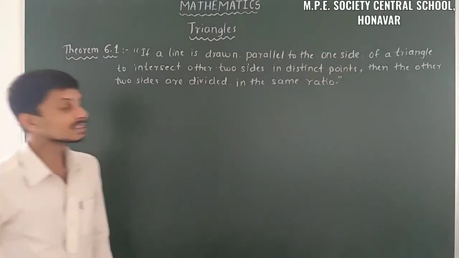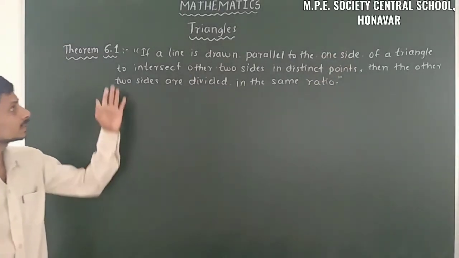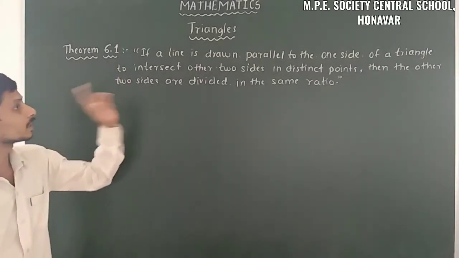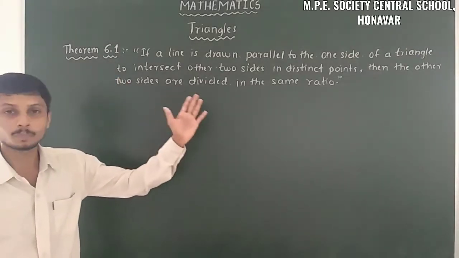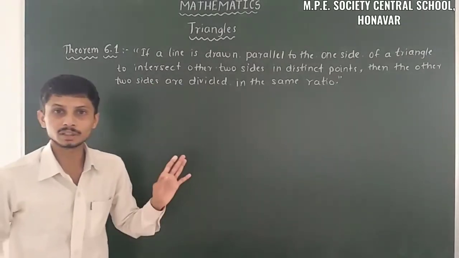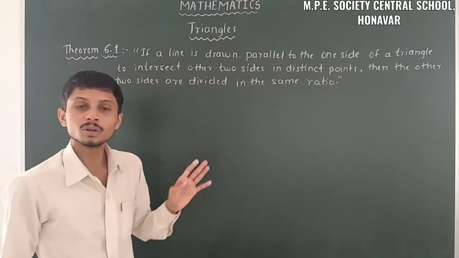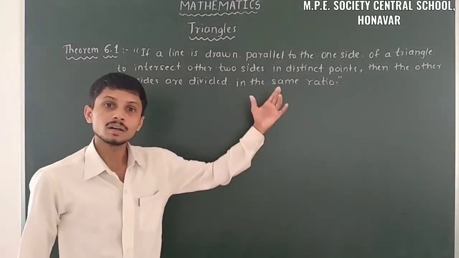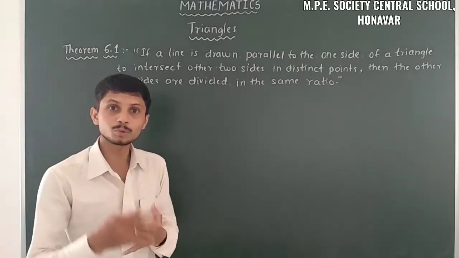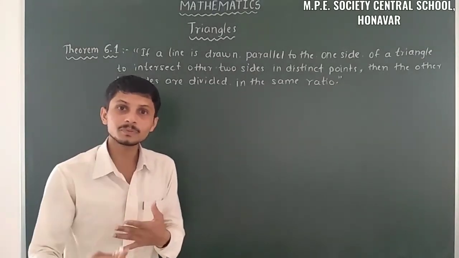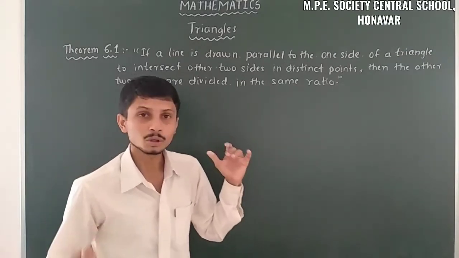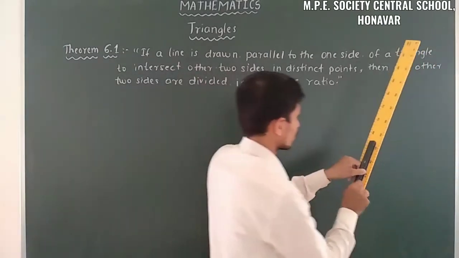Yes. So this is the statement of theorem 6.1, that is, if a line is drawn parallel to one side of a triangle to intersect the other two sides in distinct points, then the other two sides are divided in the same ratio. So firstly we have to draw a triangle. Because it's a theorem, we have to prove these things. So after the proof, we can consider it a true statement.